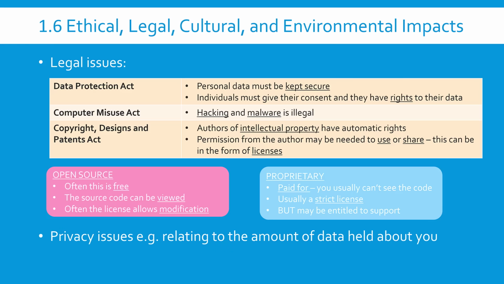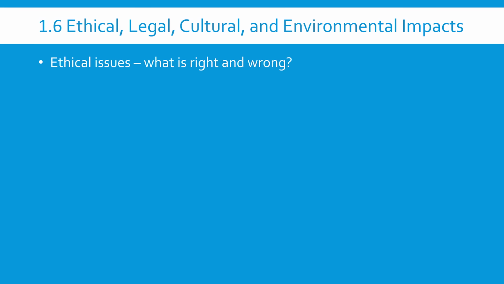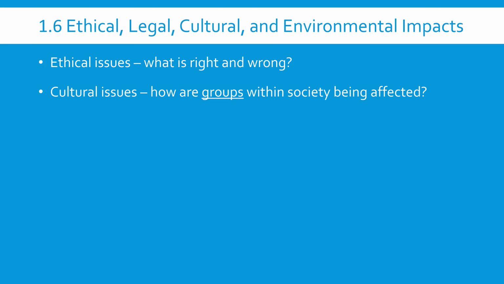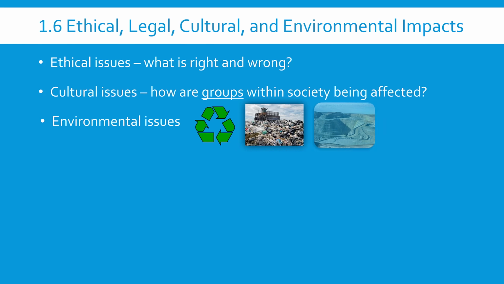A separate but related area to legal issues are privacy issues, so the idea that usually we want to minimise the amount of data somebody else knows about us. There's often friction between governments and individuals when it comes to privacy. You could spin this into an ethical issue because an ethical issue is about what is right or wrong, what should somebody be doing. Censorship and mass unemployment and surveillance could be all ethical issues. Cultural issues relate to this as well because this is much more about groups, how particular groups within society are being affected. Are young people affected more, older people, poorer people, etc. And environmental issues are things like recycling, mining of rare materials, etc.